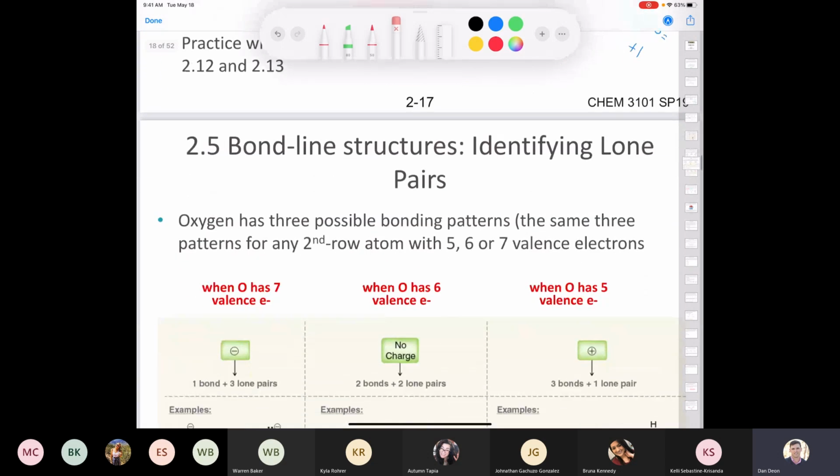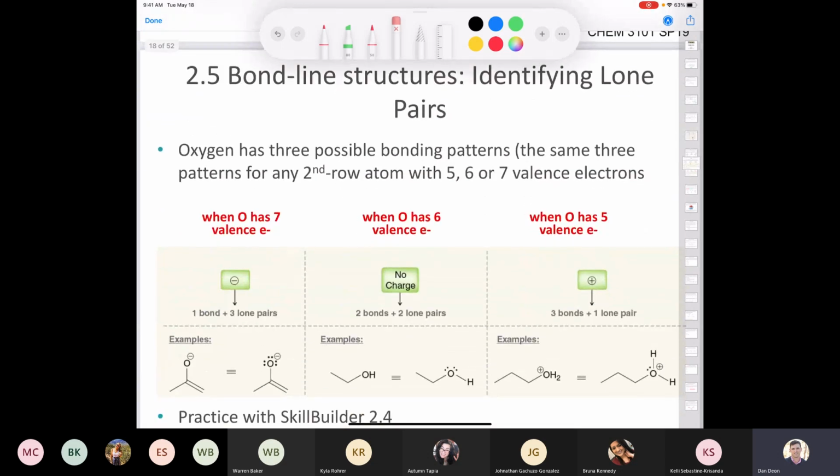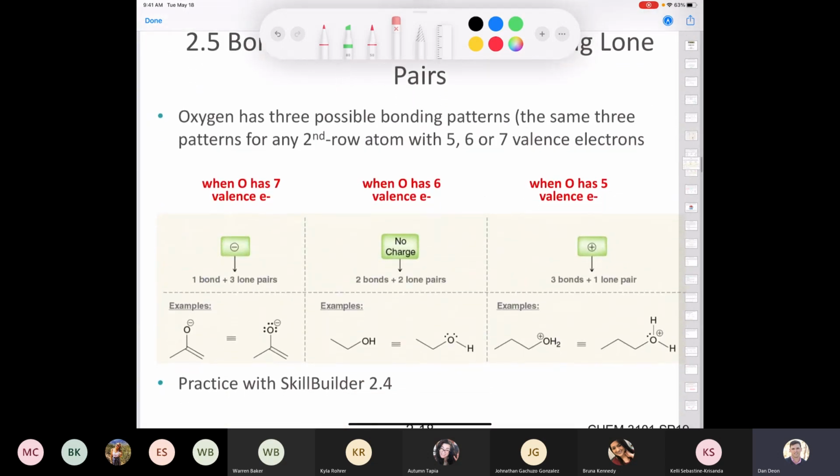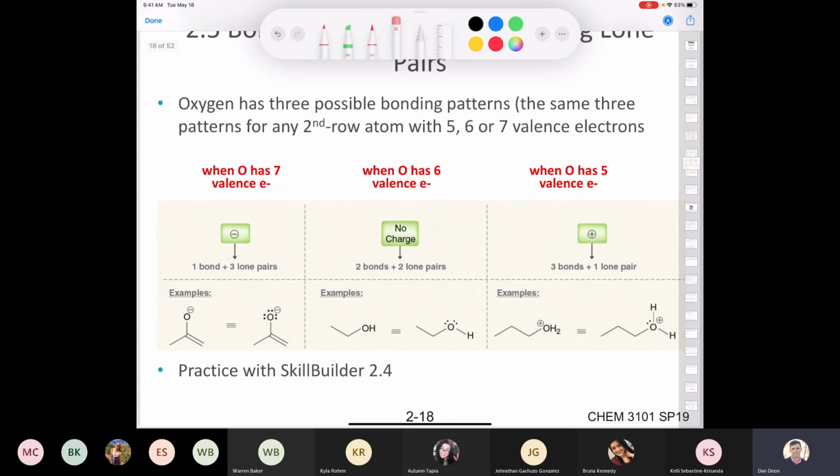And with that in mind, let's take a look at some patterns that we can use to identify lone pairs on nitrogen, oxygen, and carbon when they have charges. So it says oxygen has 3 possible bonding patterns, the same 3 patterns for any second row atom with 5, 6, or 7 valence electrons. So 5 would be a nitrogen, right? 6 would be an oxygen, and 7 would be a halogen, fluorine. Anyhow, there we go.